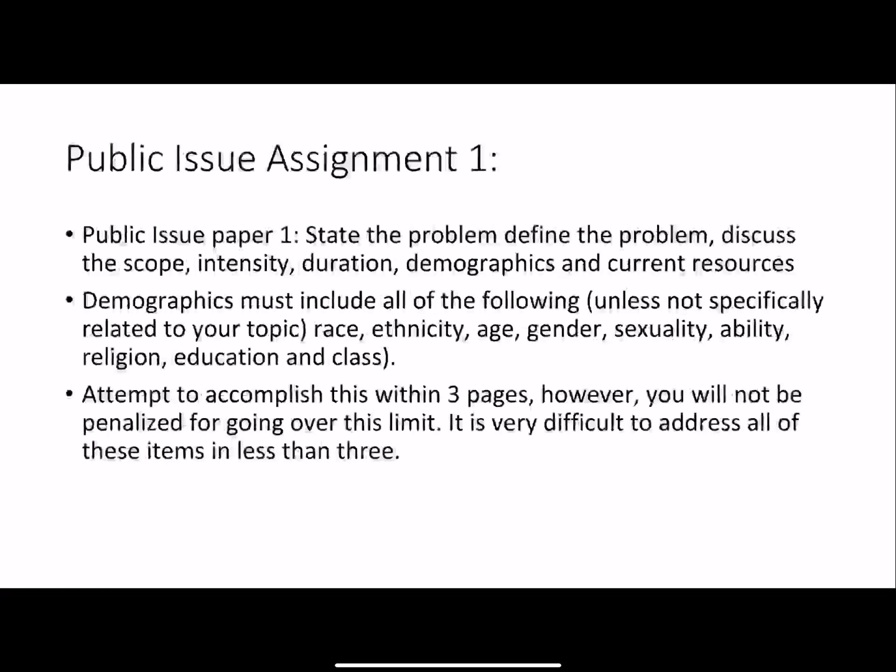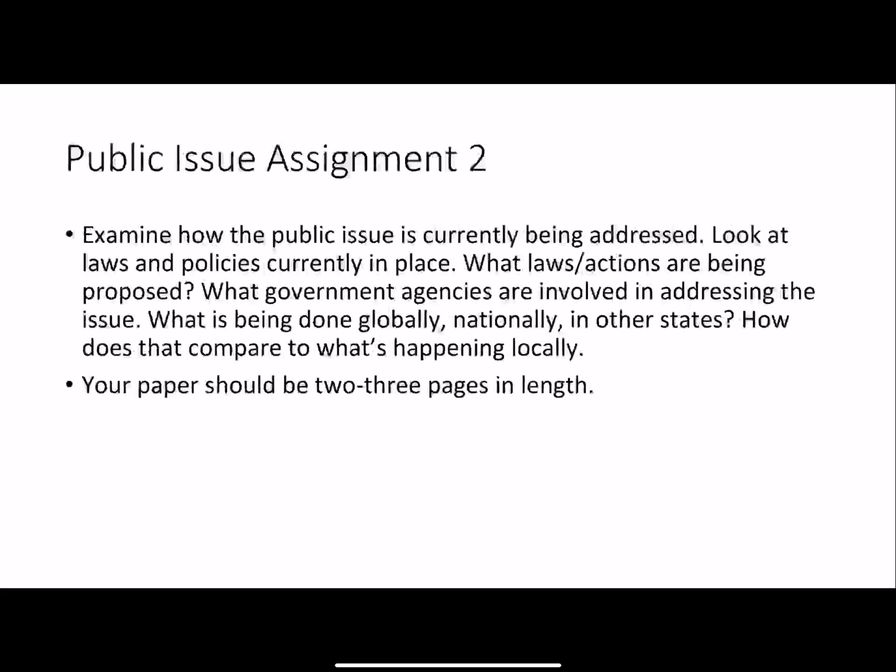The paper shouldn't be less than 3 pages. For this paper, many people find that it becomes quite extensive, but I would say that the paper shouldn't be less than 3 pages. It is very difficult to effectively address all of those things in anything less than that. You may go over as much as you need to adequately and effectively answer all of those questions.